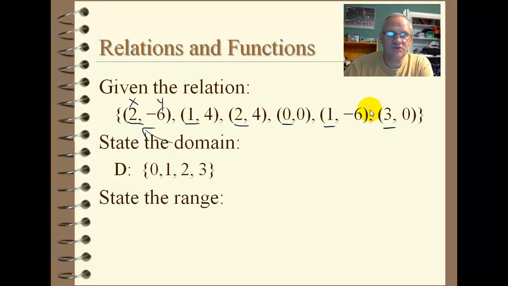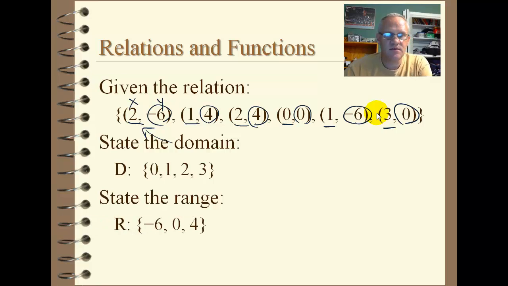And then the range would be the y values, right? So here are our y values. Oh, notice, look at 4 and 4. We're not going to write that twice. There's a 0 and there's a 0. So again, we're not going to write that twice. But what we do have then is -6, 0, and 4 are the numbers that are in the range. Okay, so that's what we would do for domain and range.